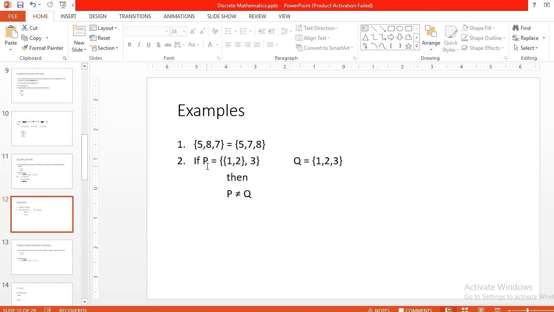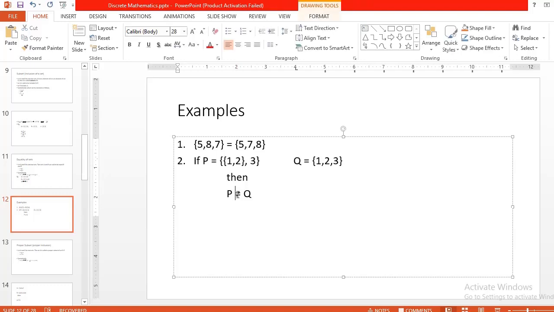Suppose P contains 2 elements. The first element is the set {1} and then 3, and Q contains 3 elements: 1, 2, 3. Here the conditions are not satisfied, because P is not a subset of Q and Q is also not a subset of P. So the condition is not satisfied, and we can say that P is not equal to set Q. This is the symbol for does not equal. See here.